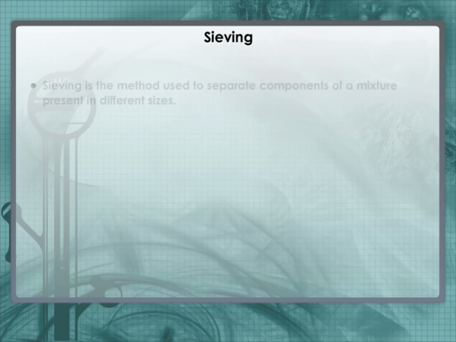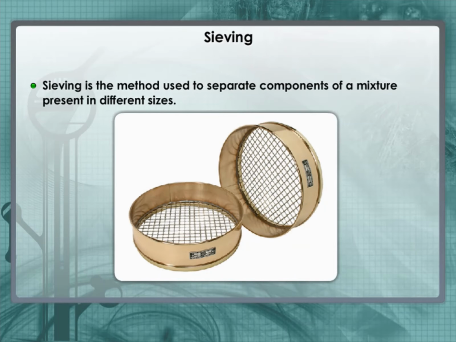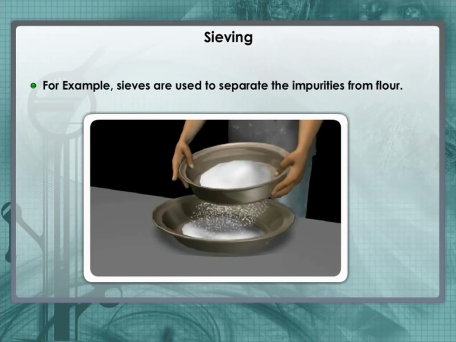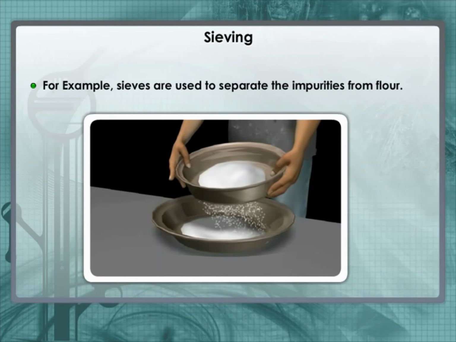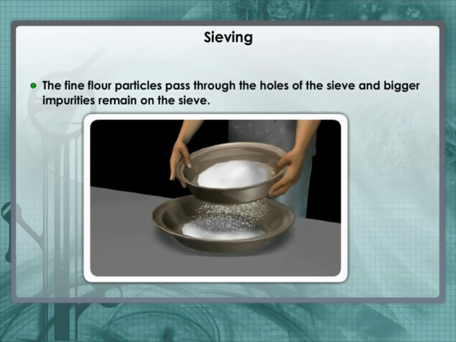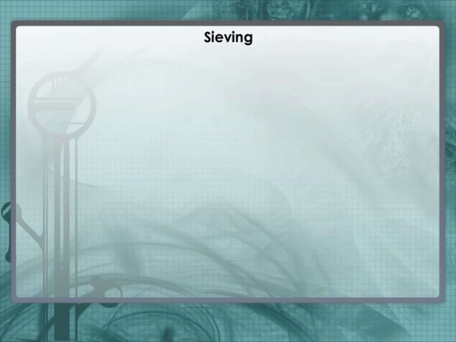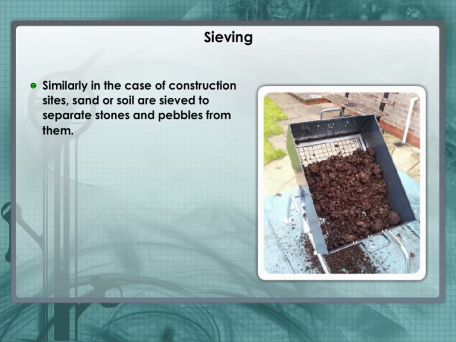Sieving. Sieving is the method used to separate components of a mixture present in different sizes. For example, sieves are used to separate the impurities from flour. The fine flour particles pass through the holes of the sieve and bigger impurities remain in the sieve. Similarly, at construction sites, sand or soil is sieved to separate stones and pebbles from them.